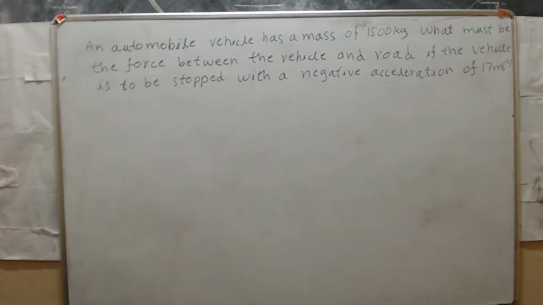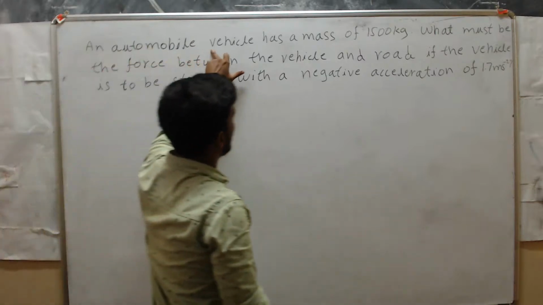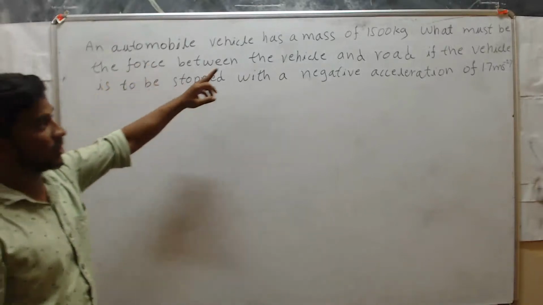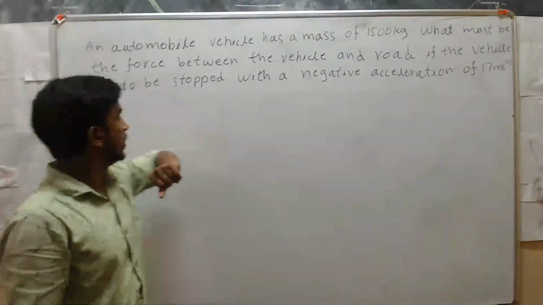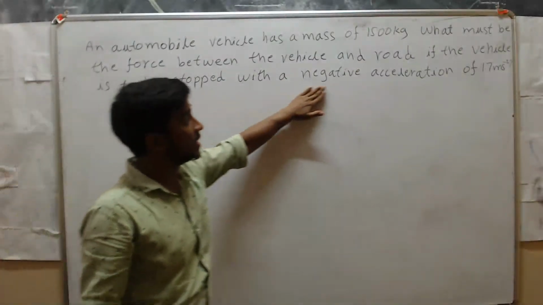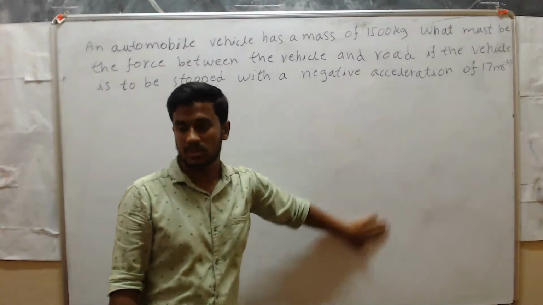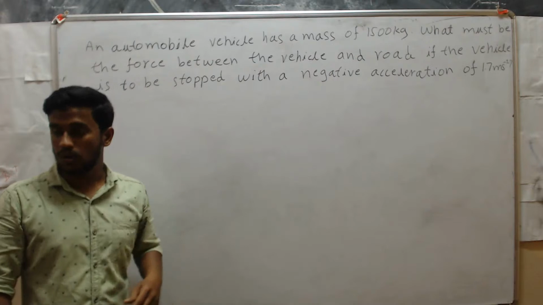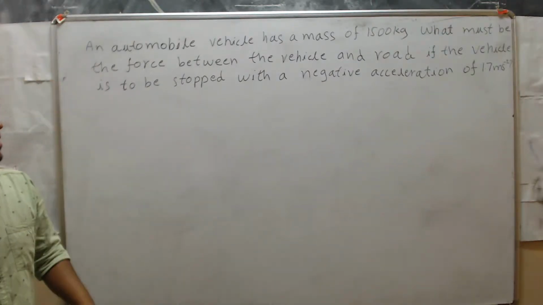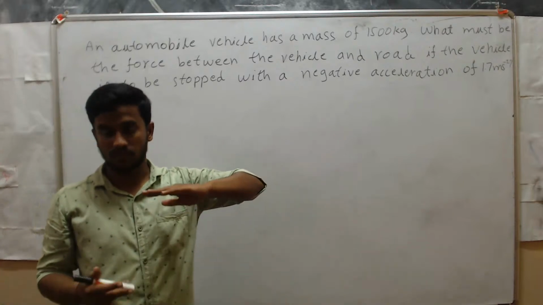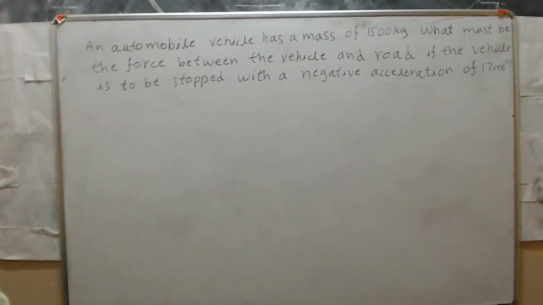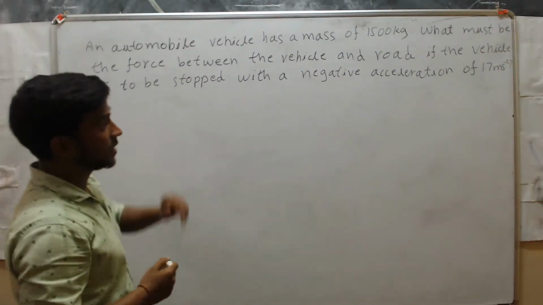Yes, see here, an automobile has a mass of 1,500 kg. What must be the force between the vehicle and the road if the vehicle is to be stopped with a negative acceleration? Here clearly we can say that initially that vehicle is in motion and it will come to rest. If you want to stop that vehicle, you have to apply a force, right? That force is from the road, because the vehicle is in contact with the road. So due to the friction force, the vehicle comes to rest.